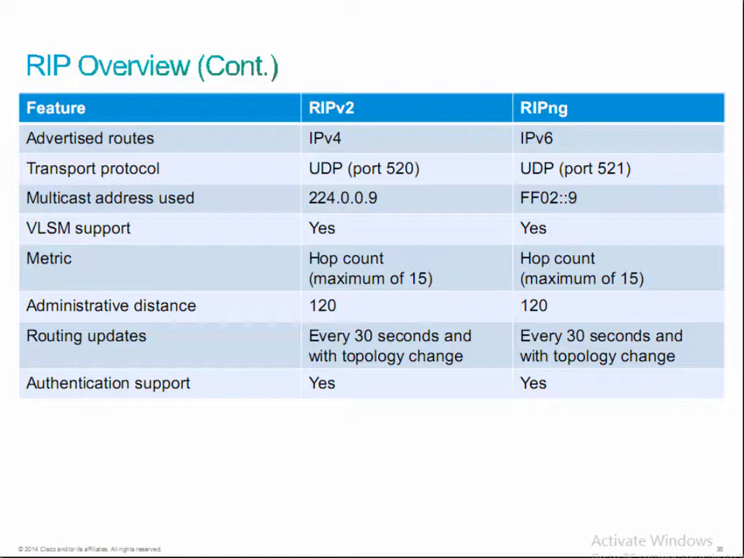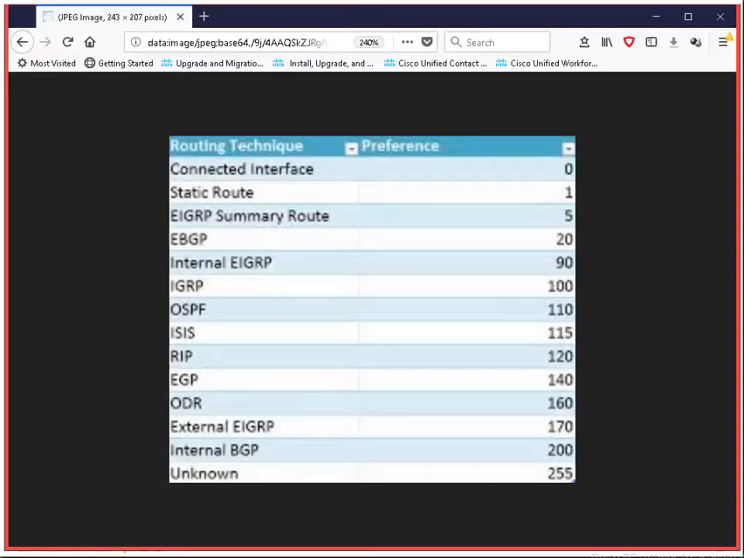Okay. And clearly, RIP is kind of high on the list, right? EGP, remember EGP was the very first routing protocol? Classful exterior routing protocol 140, on-demand routing, external EIGRP, internal BGP. You should never route with BGP. BGP is very slow, it's very inefficient. It's used to route between autonomous systems, not inside of an autonomous system. That's why internal BGP has such a high number.